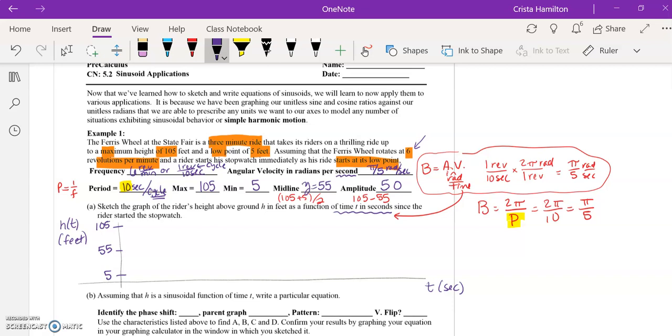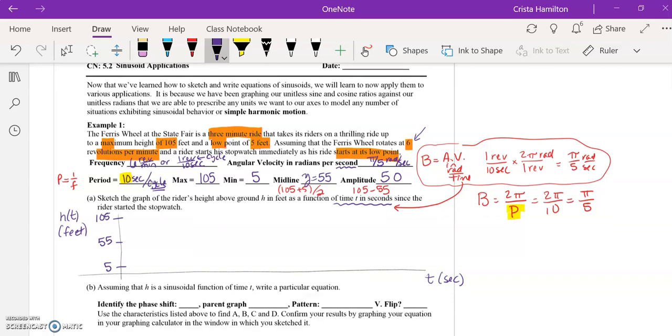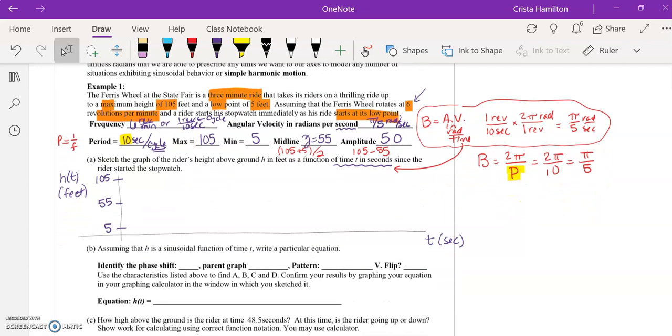And really what we are going to put are increments that have to do with our period. Our period is every 10 seconds. So certainly we're going to put 10 seconds, we're going to put 20 seconds, maybe we'll do 30 seconds, to kind of level that out.